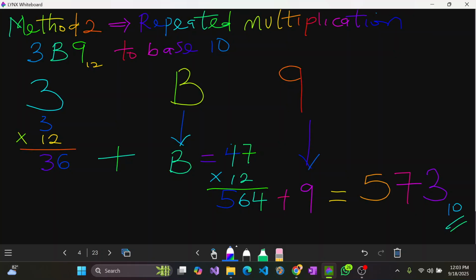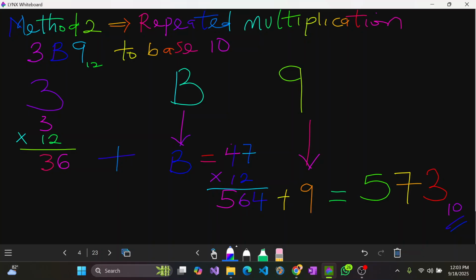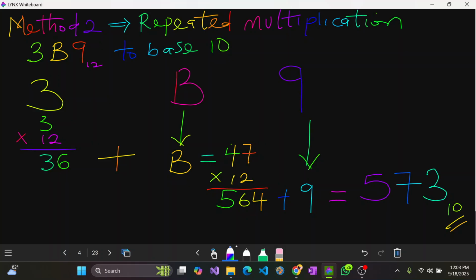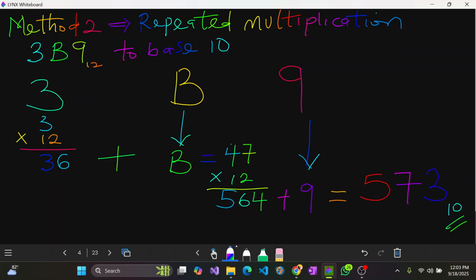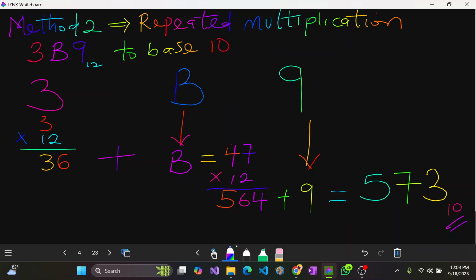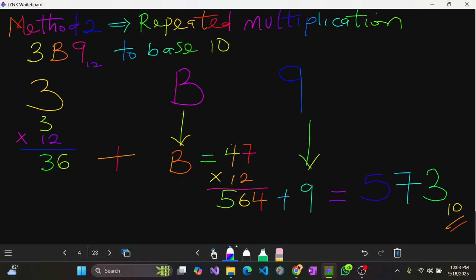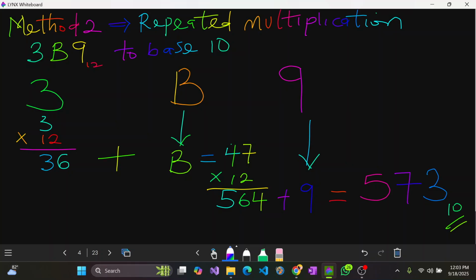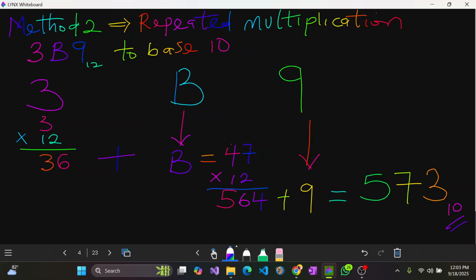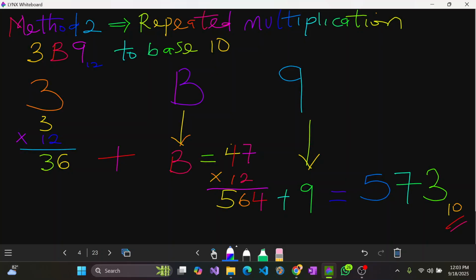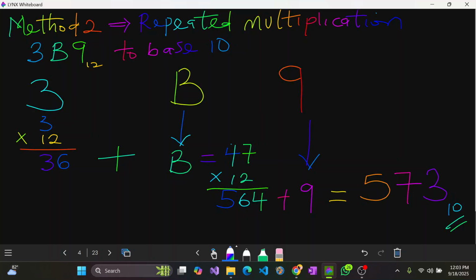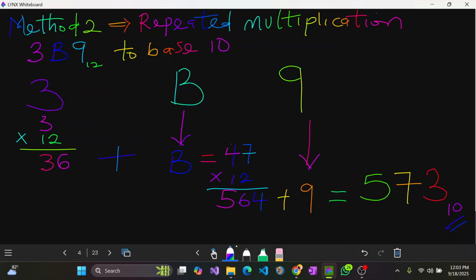And this is how you go about using different methods to convert from any given base to base 10. In order for this video not to be too long, I'll be doing multiple examples under converting from any given base to base 10 in other videos. We'll be doing as many videos as possible so that you get used to different questions and different ways of answering them. So please anticipate other videos that will be coming. You are great.